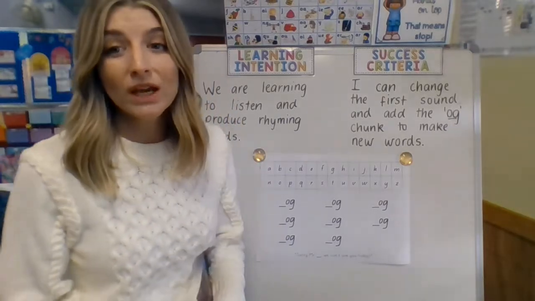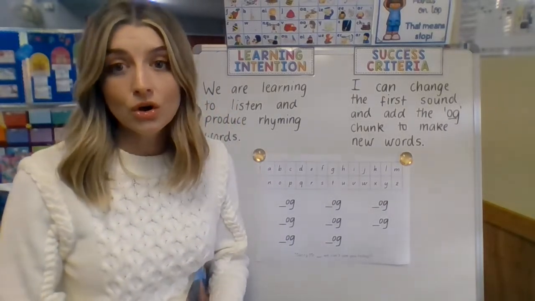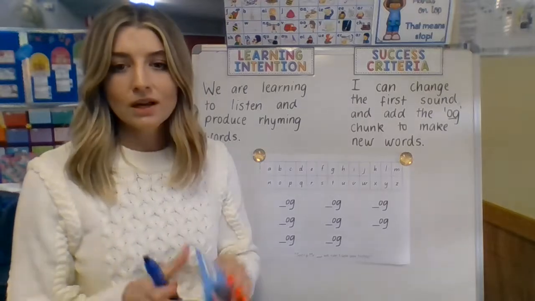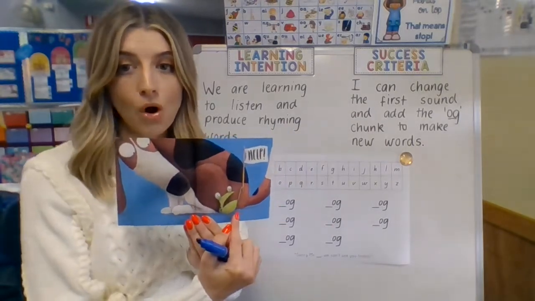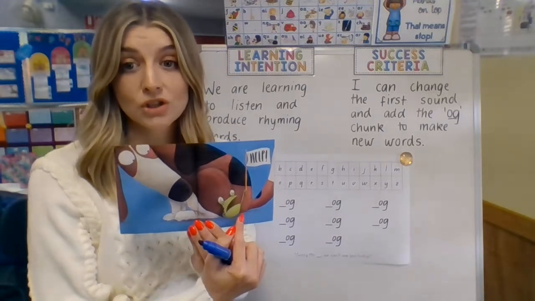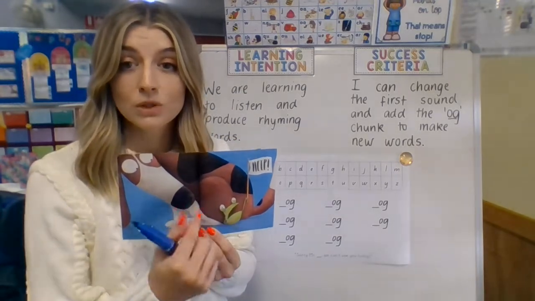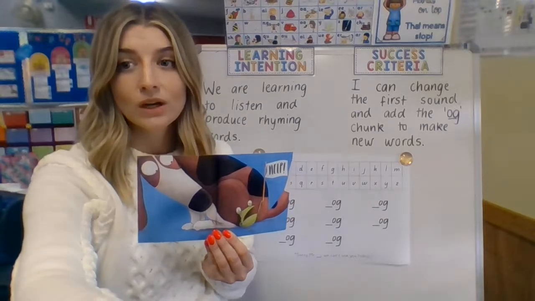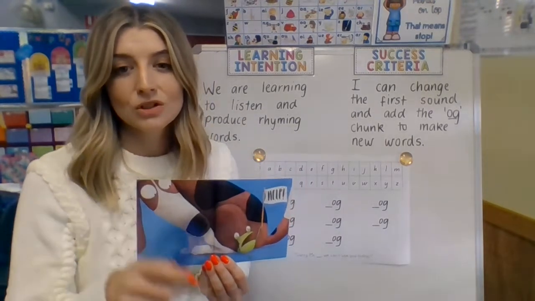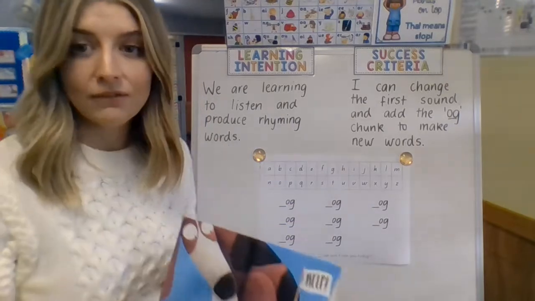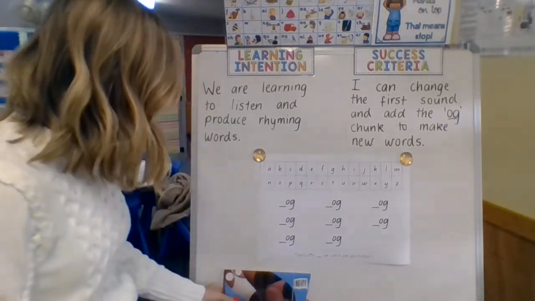Now, today, we're going to be listening for the og chunk in words. So in our story, we have the dog sat on the frog, and they have the og chunk at the end of their words, which makes them rhyming words. So we're going to have a look today at some words that we can make to produce some og rhyming words. So let's have a look at our learning intention.